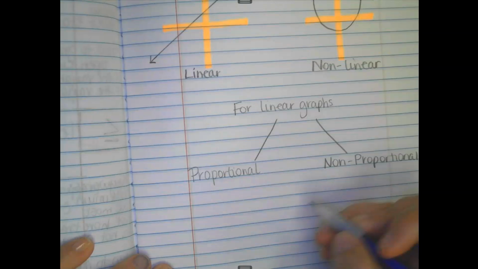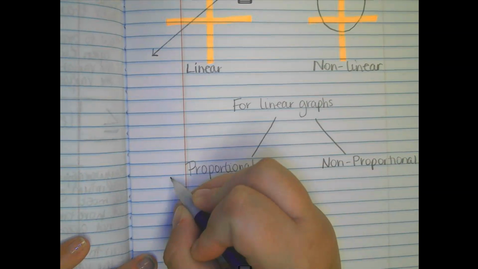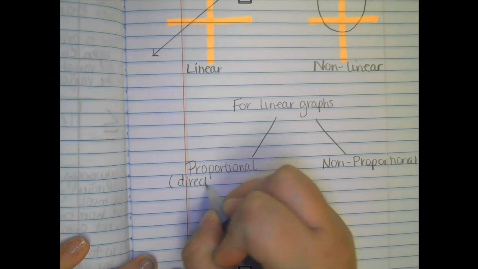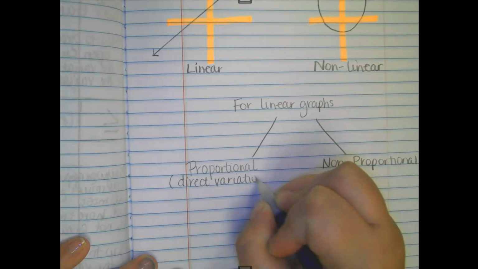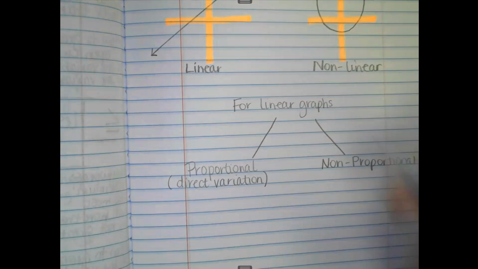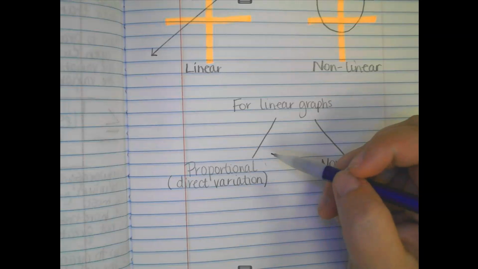But another word for a proportional graph is called a direct variation. Now, you did learn about direct variation last year in Ms. Heyman's class. Direct variation. You will see these used interchangeably, and we will use them interchangeably in this class.